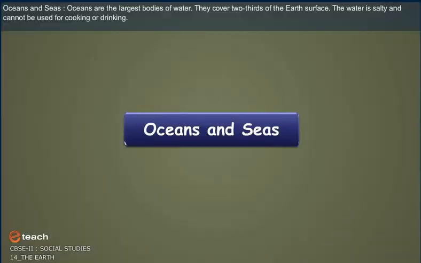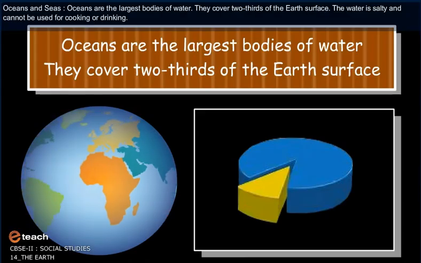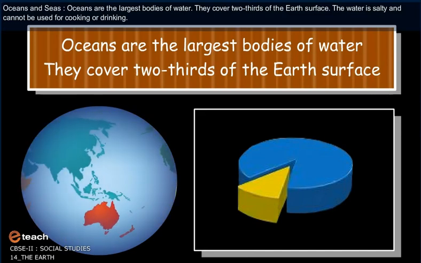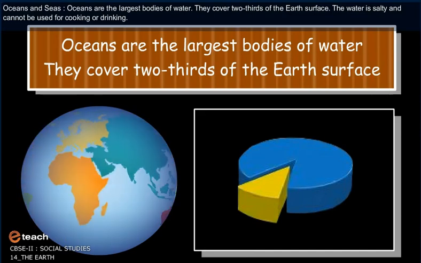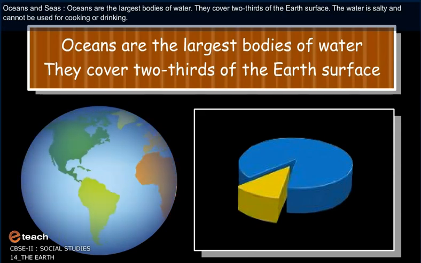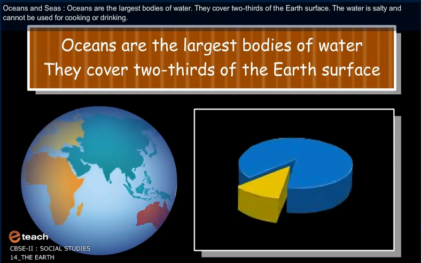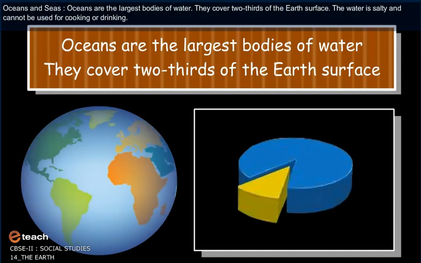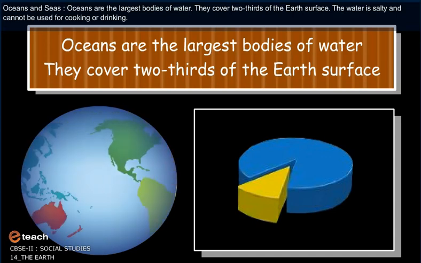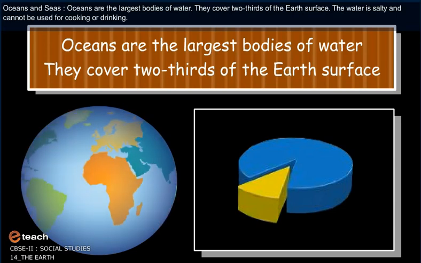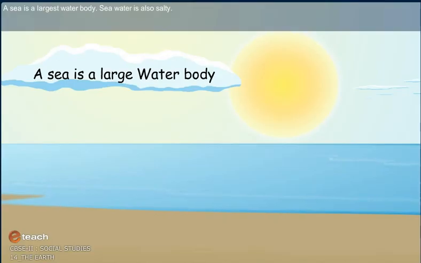Oceans and seas. Oceans are the largest bodies of water. They cover two-thirds of the Earth's surface. The water is salty and cannot be used for cooking or drinking. A sea is a large water body. Seawater is also salty.